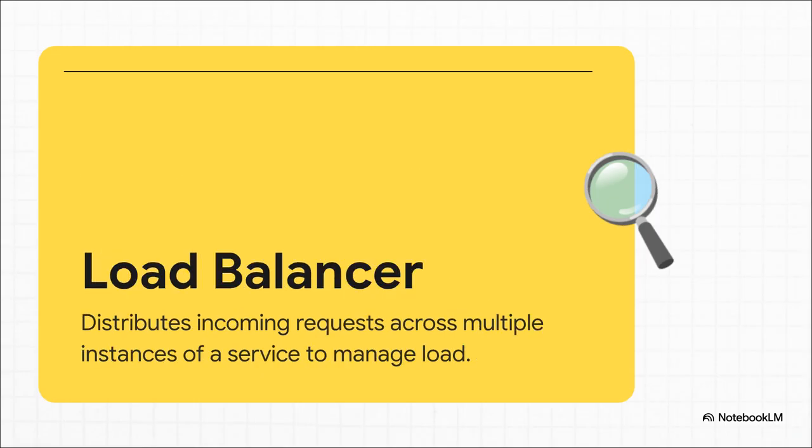Okay, what happens when one of our services gets really popular? Let's say our user service is getting hammered with requests. Well, we can't just make that one service bigger. Instead, we run multiple copies of it. And the load balancer is the traffic cop that stands in front of them all. It takes all the incoming requests for the user service and just distributes them evenly across all the available copies. This ensures no single one gets overloaded, and our whole application stays fast and responsive.